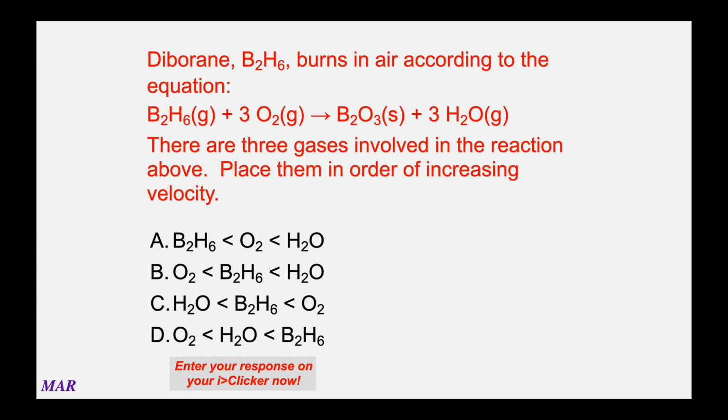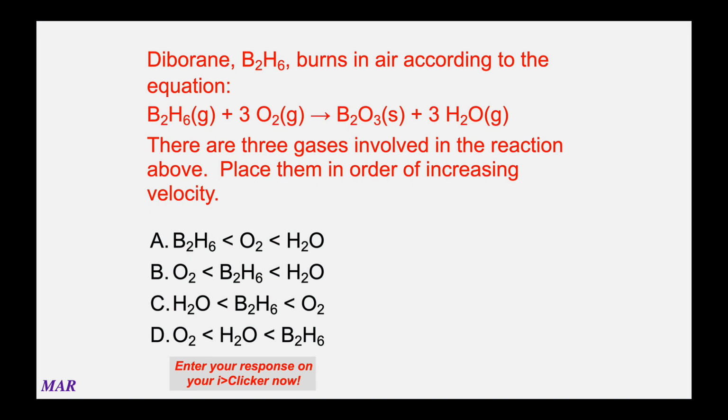Okay, I'm assuming that you've worked on the problem and you want to talk about it, so let's do so. When it comes to the speed of gases, as long as they're all at the same temperature, and for a reaction like this that would be a very fair statement to make, then the smallest molar mass will be the fastest, and the biggest molar mass will be the slowest, all right? So for this problem, you want to put the B2H6, O2, and water in terms of molar mass. Water is about 18 grams per mole. O2 is about 32 grams per mole.